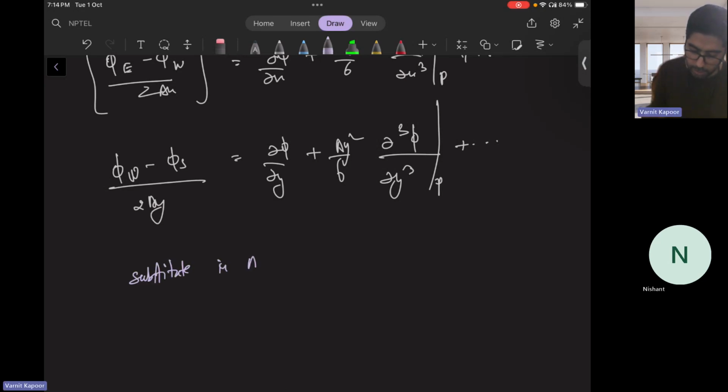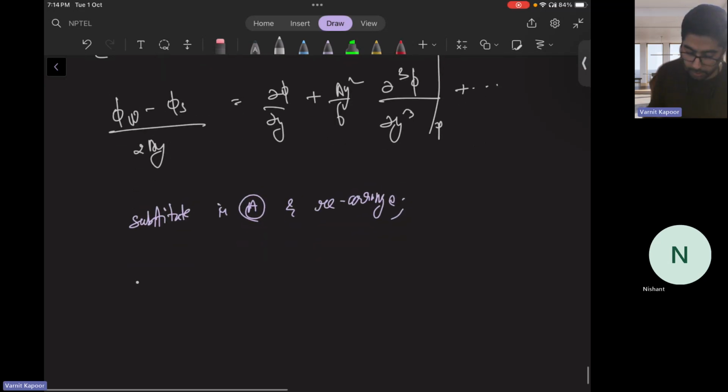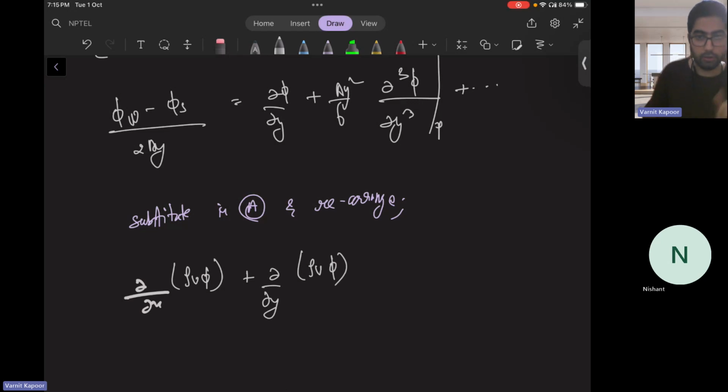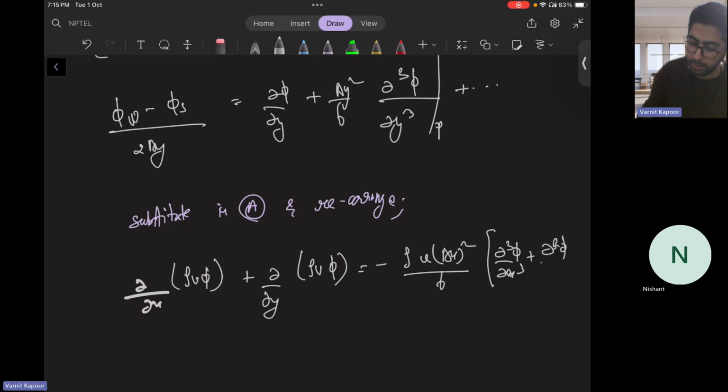Substitute in A and rearrange. What will you get? Your final equation would be something like ∂/∂x of (ρuφ) plus ∂/∂y of (ρvφ), because it's two-dimensional, and some extra term will come: ρu Δx²/6 times (∂³φ/∂x³ plus ∂³φ/∂y³), and some other terms. So the truncation error is of Δx².